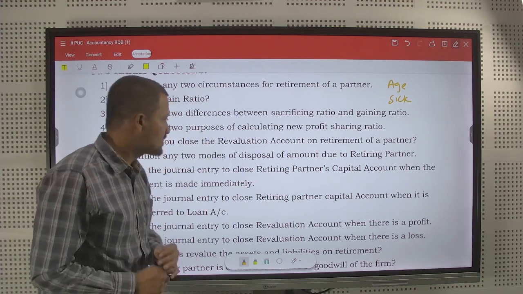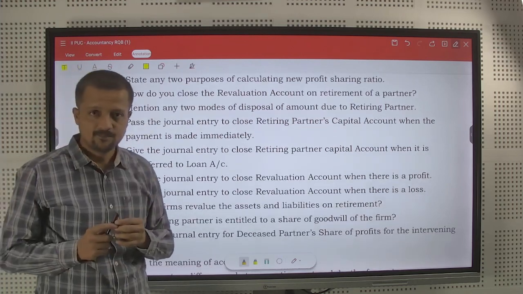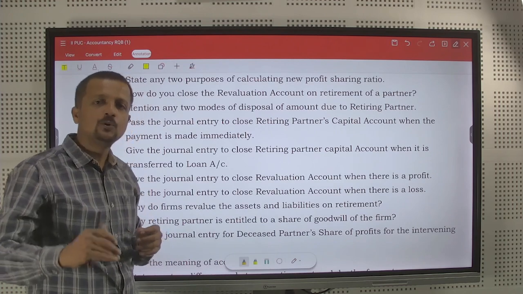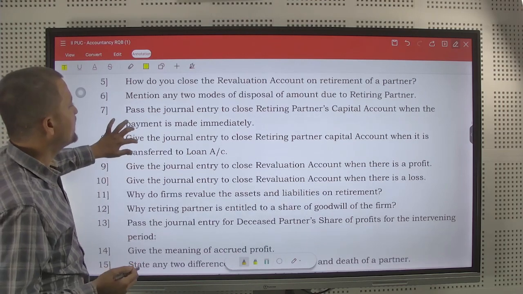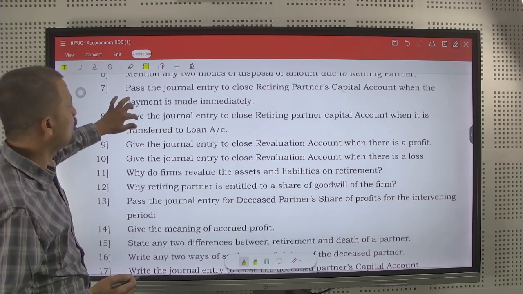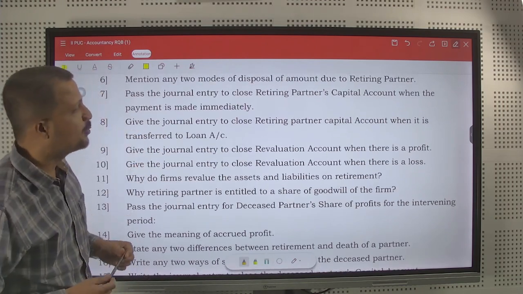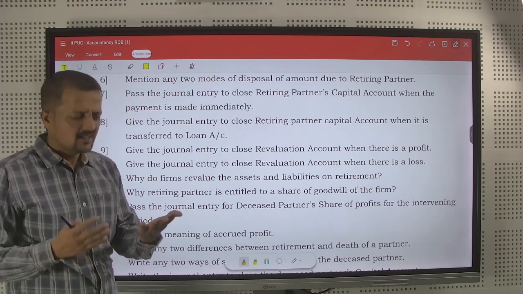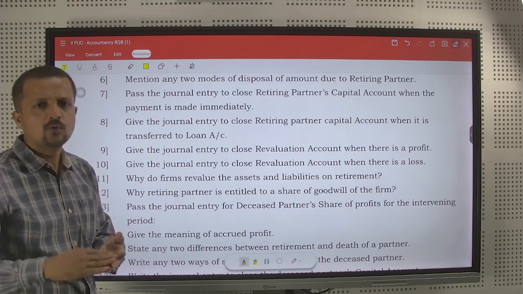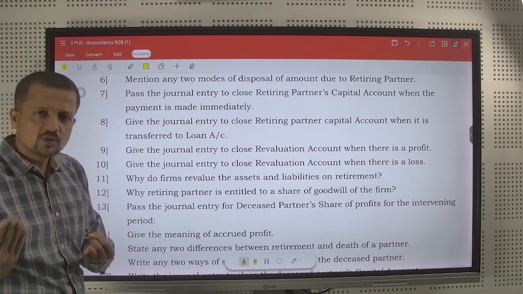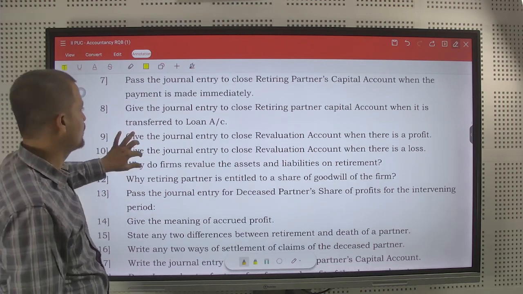How do you close the revaluation account on retirement of partner? By transferring it to loan account. Okay. Next, mention any 2 modes of disposal of amount due to retiring partner. You can pay it by cash or cheque, or through bank, or you can transfer it to the loan account and pay it in installments. Or lump sum you can pay.